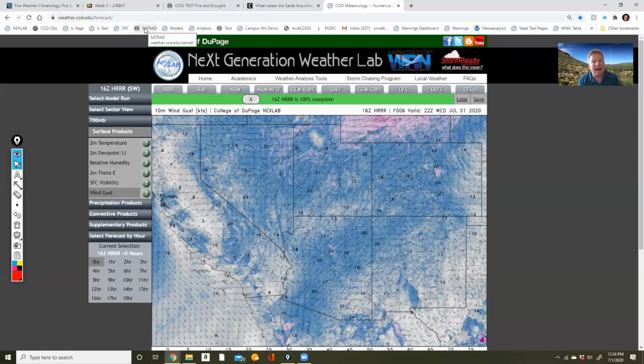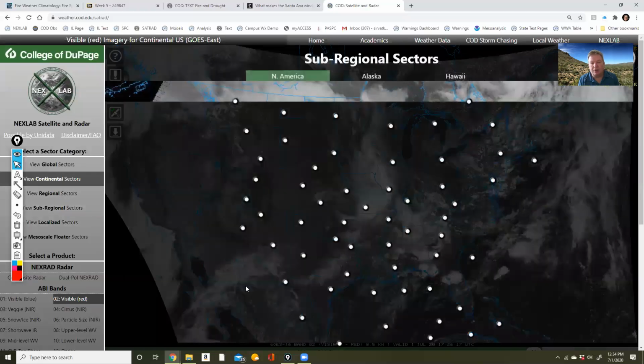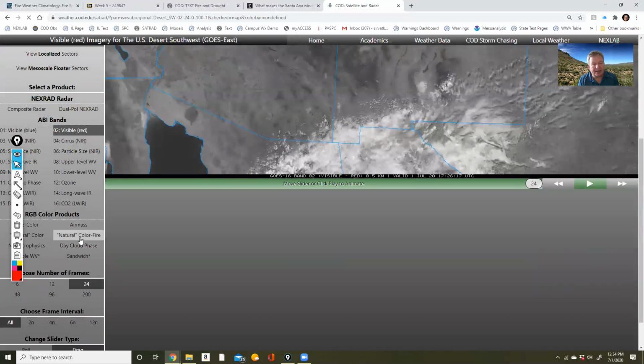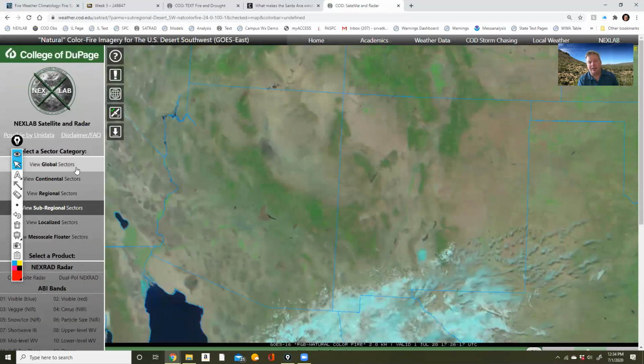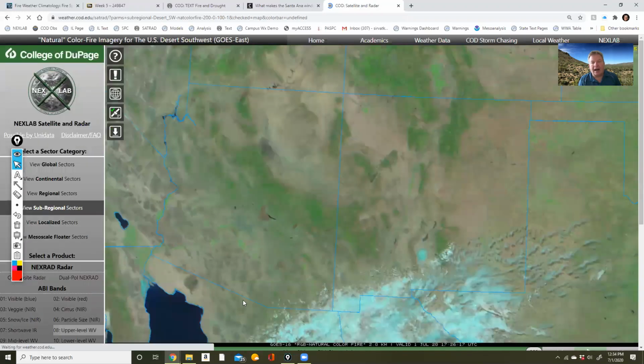Now, I want to show you something that I think is so cool. I'm using our satellite page, and I'm going to go to this region over here. And let me just set this up a little bit. I get this thing called natural color fire, and it actually sees where the air is hot. It's not seeing the fire visually, it's seeing the fires based on how hot those fires can be.